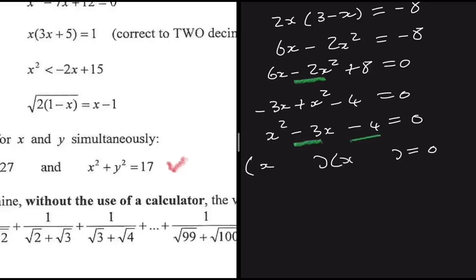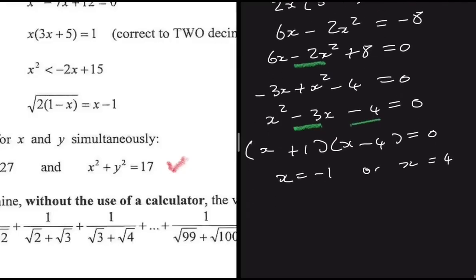So that is minus 4 and plus 1. So we have x plus 1, x minus 4. So x can be equal to minus 1, or x can be equal to 4. But what is y when x is equal to minus 1?